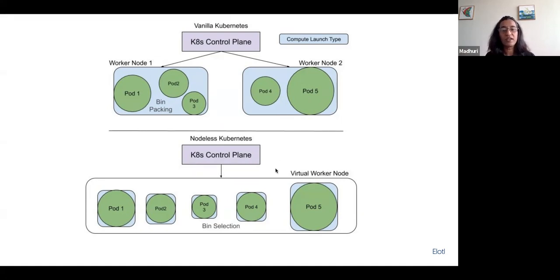With Nodeless, when you're supercharging your control plane, what you see is one large virtual worker node, which is presenting very large capacity to the control plane. And the large worker node is doing bin selection instead of bin packing, where you're getting the right-sized bin that's provisioned just in time for each ball. So a small ball gets a small bin, a medium-sized ball gets a medium-sized bin, etc. And once the pods terminate, the underlying bin is tossed automatically.